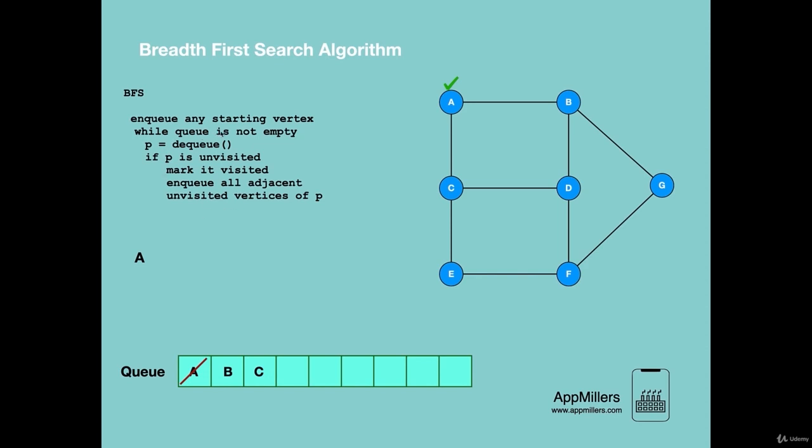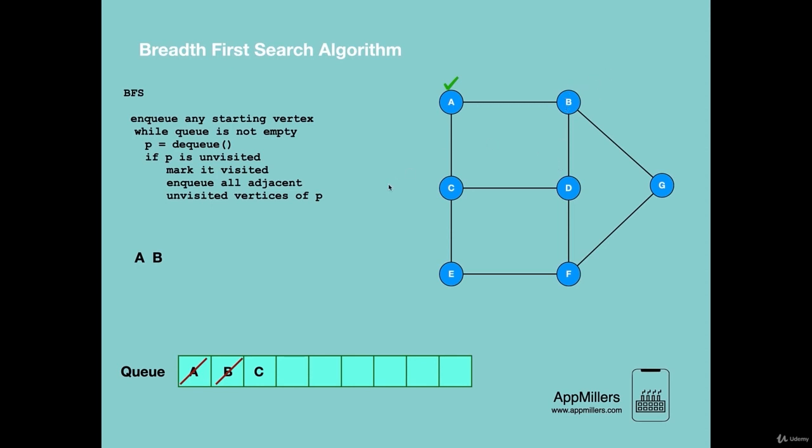Then we continue our loop. In this case the queue is not empty, so we dequeue the next element. If we dequeue, the next element will be B. Now we have dequeued B and we check if it is unvisited. We see that it's unvisited, so we mark it visited.